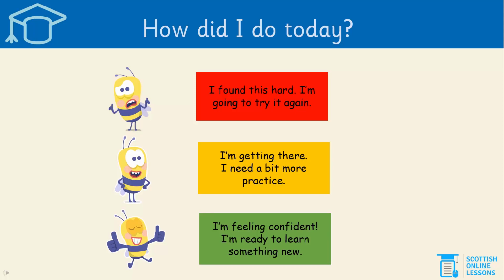If you found this a little bit hard, then maybe you should try going through the lesson again. Just start at the beginning and go through the lesson again. If you thought you're getting there but you might need a little bit more practice, so that's amber on the traffic light, then just go over the parts of the lesson that you think you would like to do again. If you are green on the traffic light, that means you really have done well and you're ready to learn something new. Which one are you?